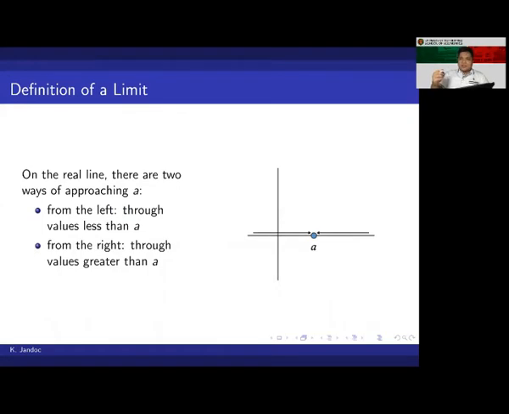If x is a real number, you can locate it on the real number line. There are basically two ways by which you can approach a. You can approach a from values that are less than a, going closer and closer to a. So you approach a from the left. The other way of approaching a is from values bigger than a. You start somewhere here, then go closer and closer to a, and therefore you approach a from the right.